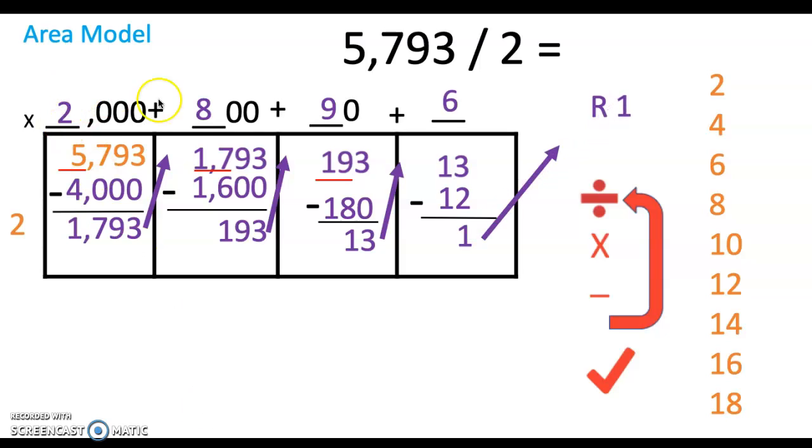Our answer comes from these place values right here. So we have a 2,896 with a remainder of 1.